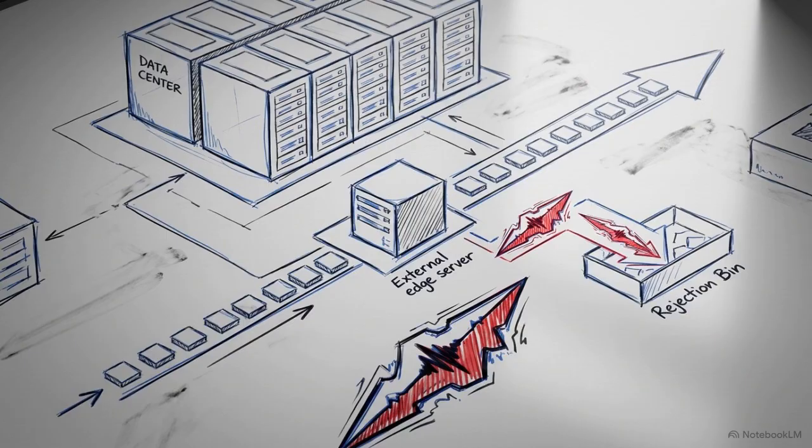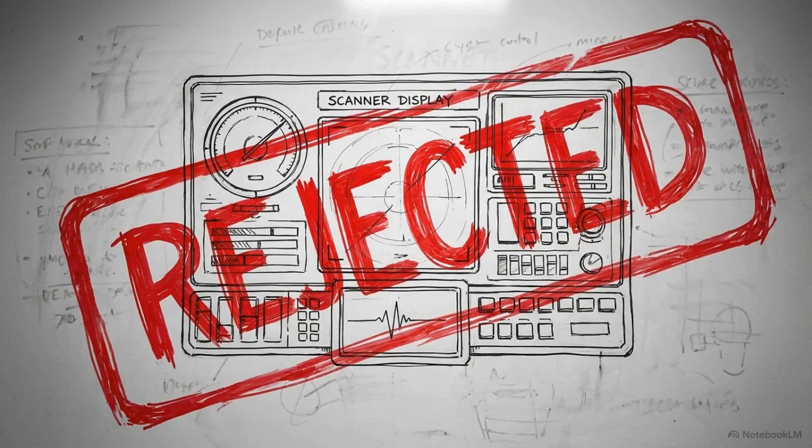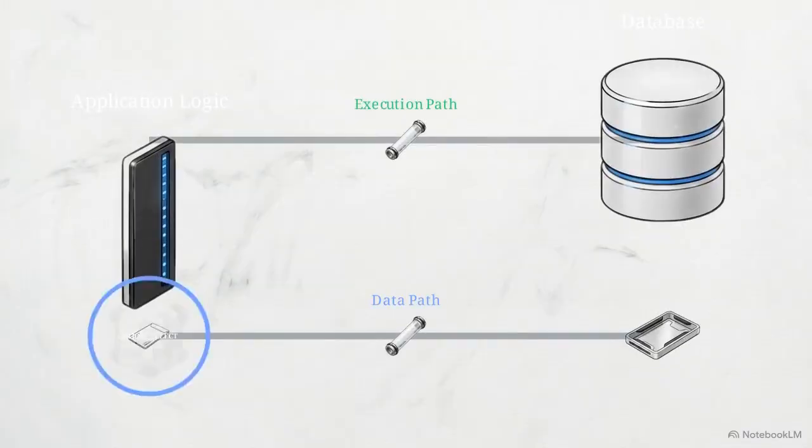For defense in depth, teams should also implement strict in-code validation at the edge. This involves configuring the server to identify and reject headers containing keywords like union or select before the request ever reaches the backend database. Security depends on ensuring that raw user input is never allowed to influence the execution path of a database query.